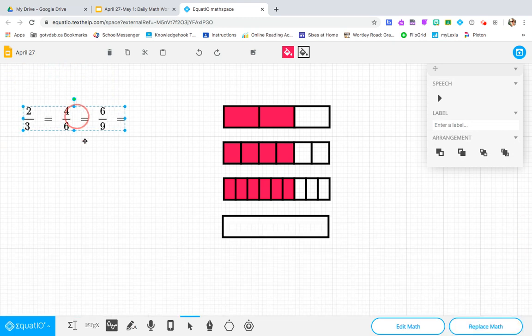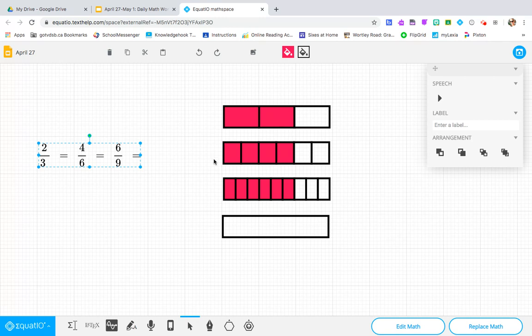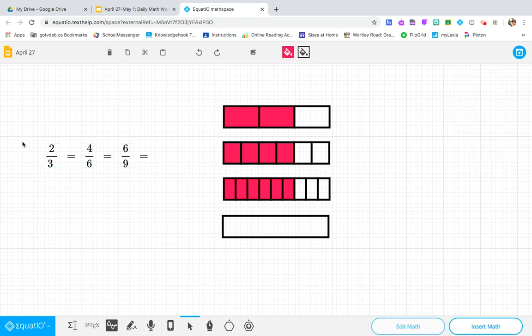So yesterday we proved these to be true, and you can see in our model here that it is true. The same amount of the whole rectangle is colored pink in all three models. So in the one that shows 2/3, 4/6, and 6/9. So we're going to take the shortcut here now, and we're going to say, how could you continue to find more equivalent fractions by using multiplication?